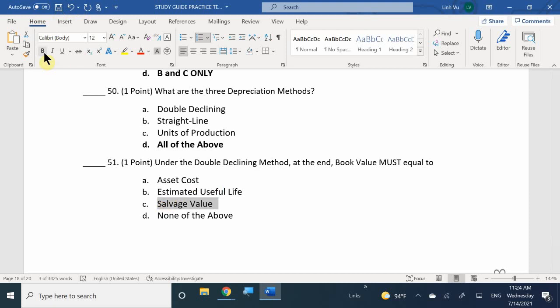That's correct. Salvage value, right? If you guys remember, when we do the double declining depreciation, we are always depreciating it twice as much. So our end goal is if we have a set salvage value, it cannot fall below it. It must be equal to salvage value. Okay.